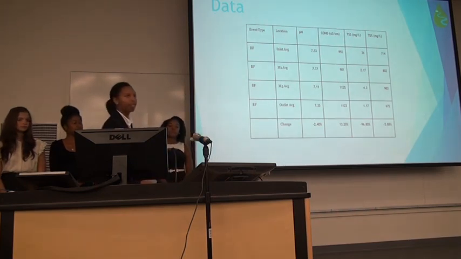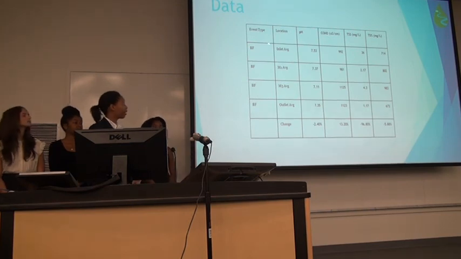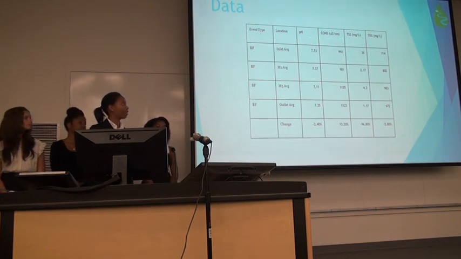So this is the data that we actually collected ourselves from the wetland. What you see here, BF, stands for base flow, so that's just the general flow of water through the wetland. Then these are the locations, so the inlet, 2 of the meanders, and then the outlet. Then what you see here is we tested for the pH, the conductivity, the TSS, and the TDS. And on the bottom is the change.